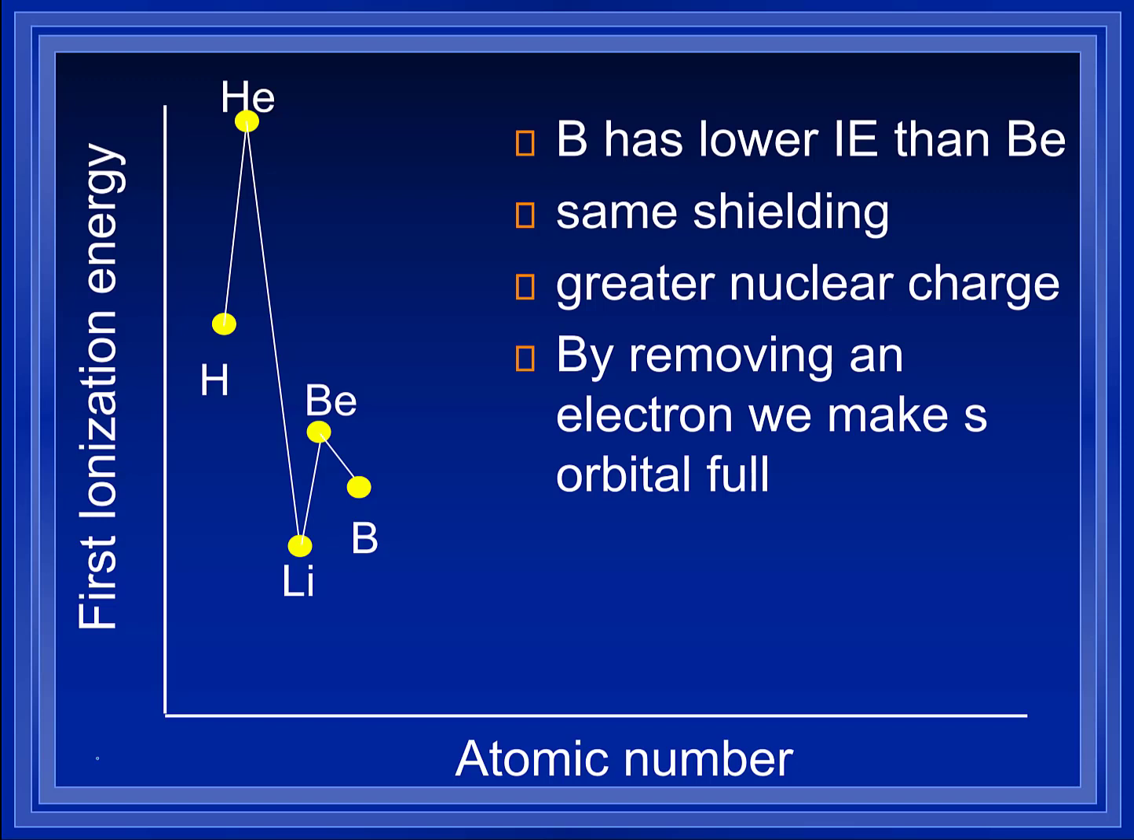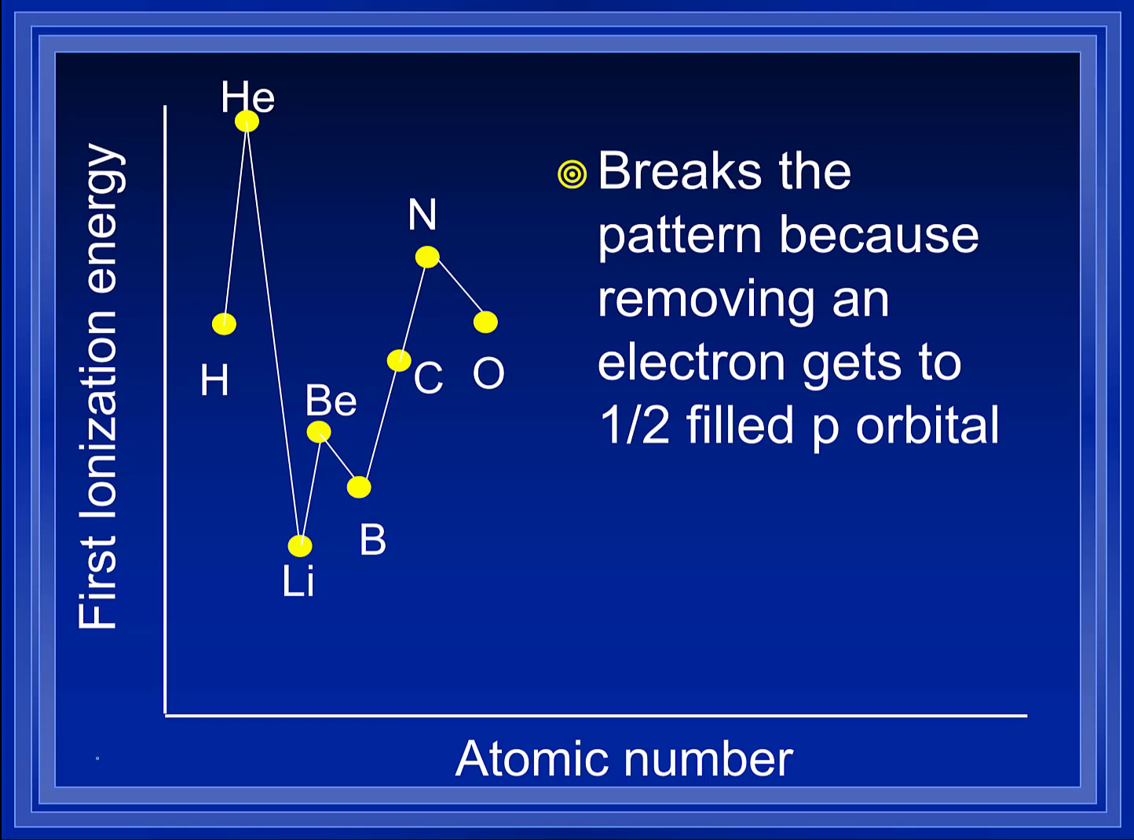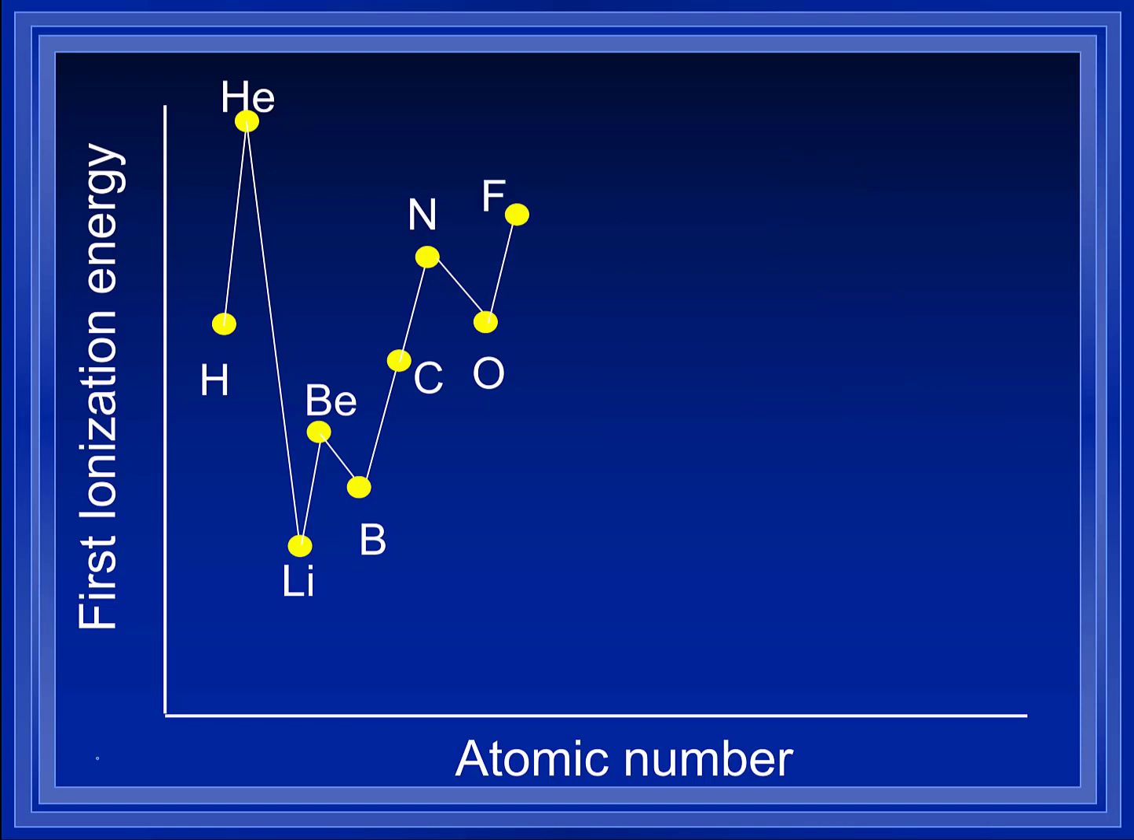After boron comes carbon. Same shielding, bigger nuclear charge. After carbon comes nitrogen. Same shielding, bigger nuclear charge. After nitrogen comes oxygen, same shielding, bigger nuclear charge. It goes lower this time. It breaks the pattern because I get that half-filled orbital. There's fluorine, same shielding, bigger nuclear charge.